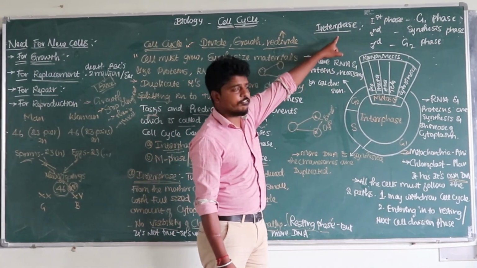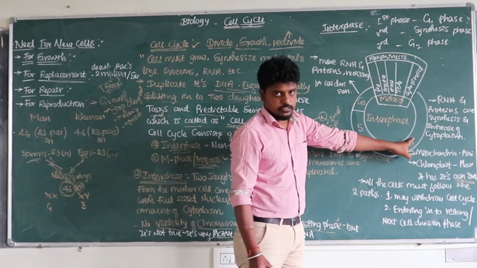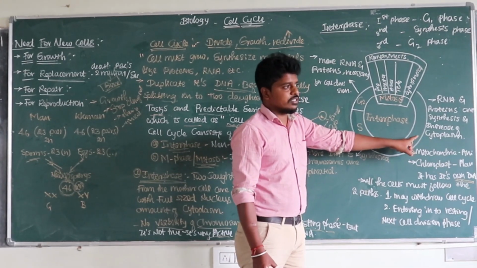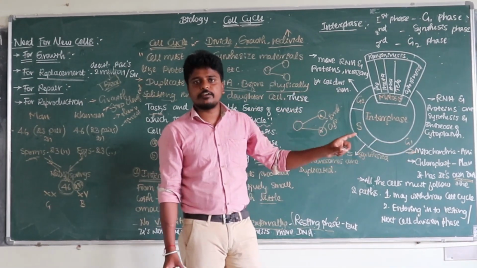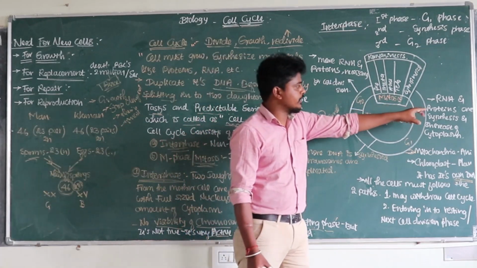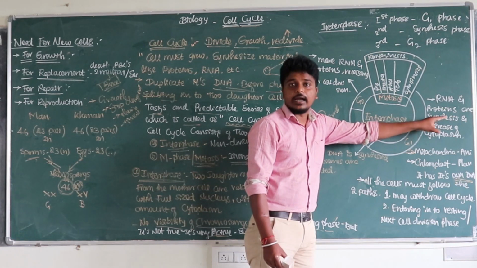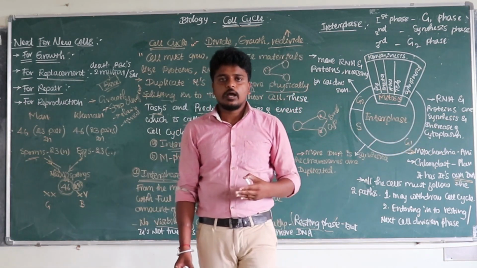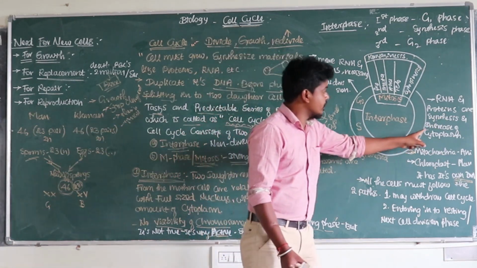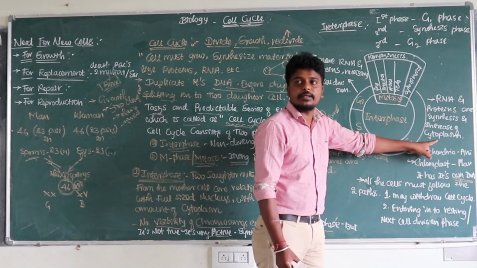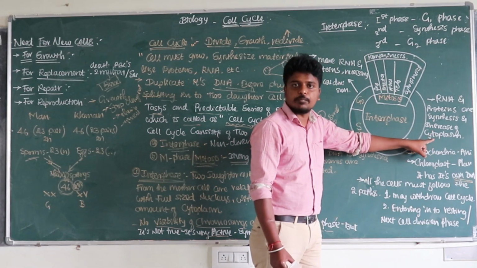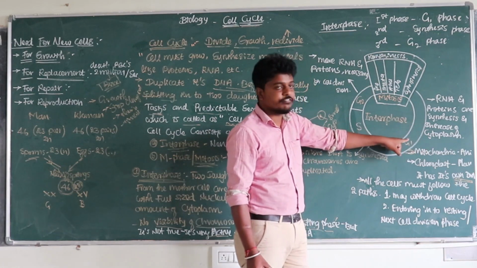In the first phase of interphase, that is the G1 phase, what are the cyclic processes which take place in the G1 phase? The first important thing is the synthesis of RNAs and proteins, and also the increase in the amount of cytoplasm in the G1 phase. That's the most important thing which takes place in the G1 phase.